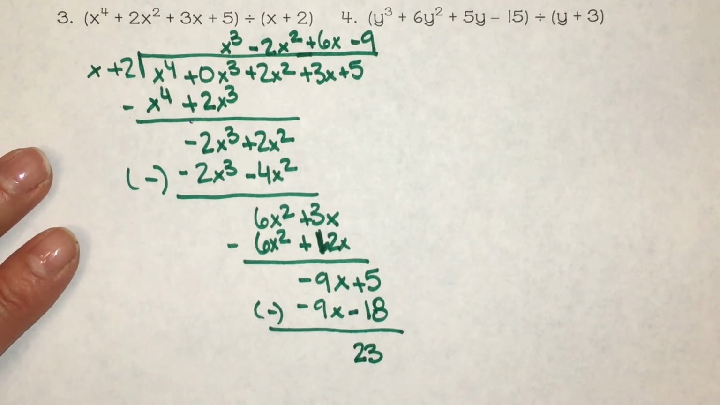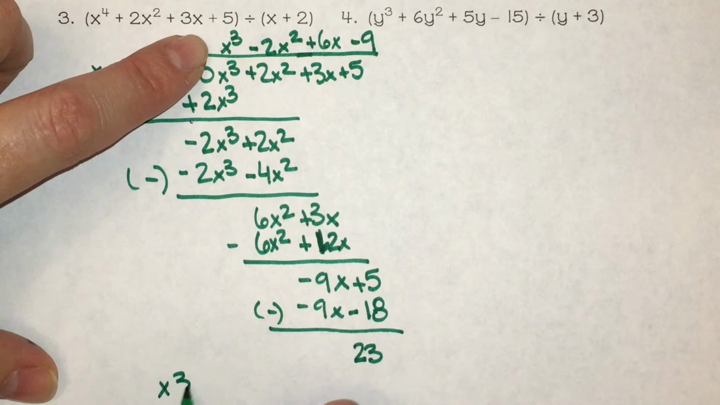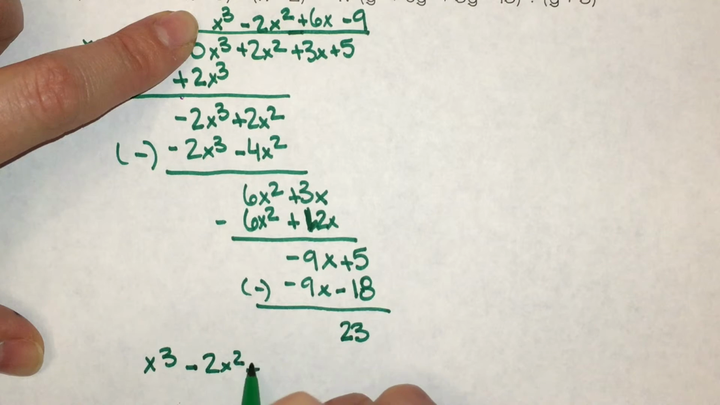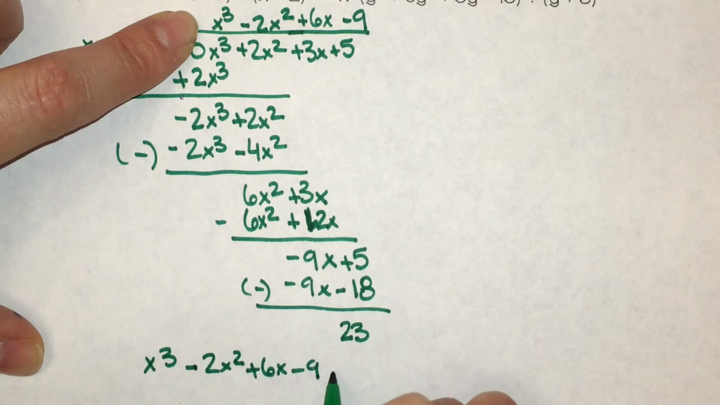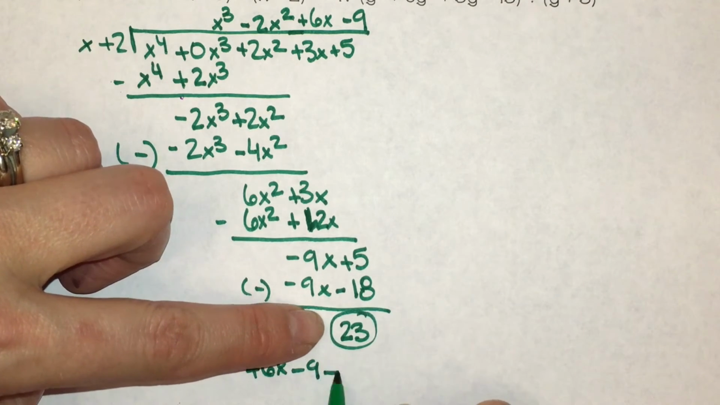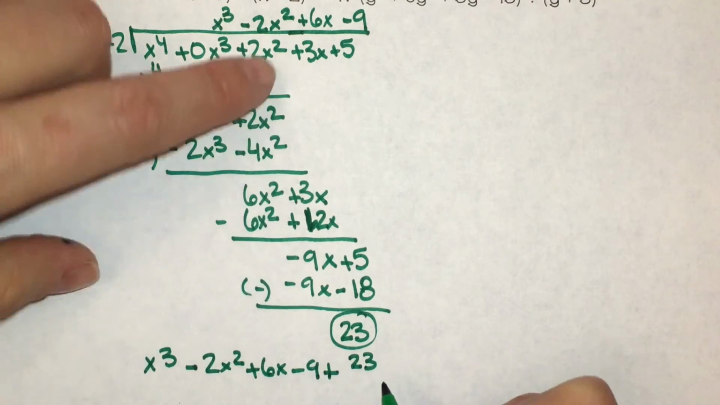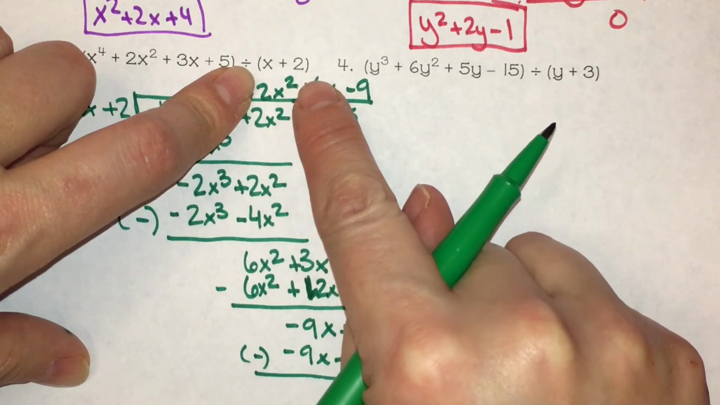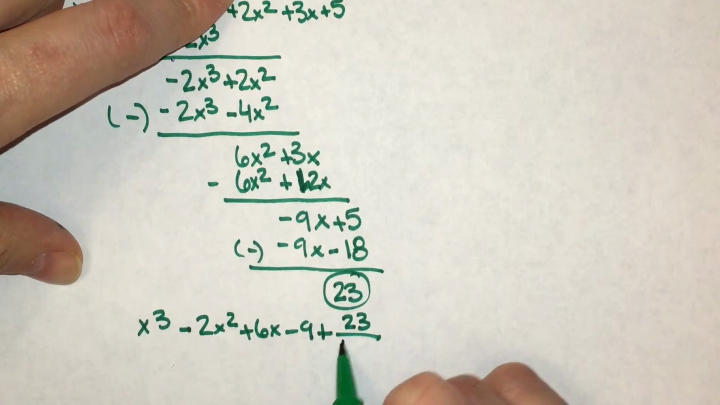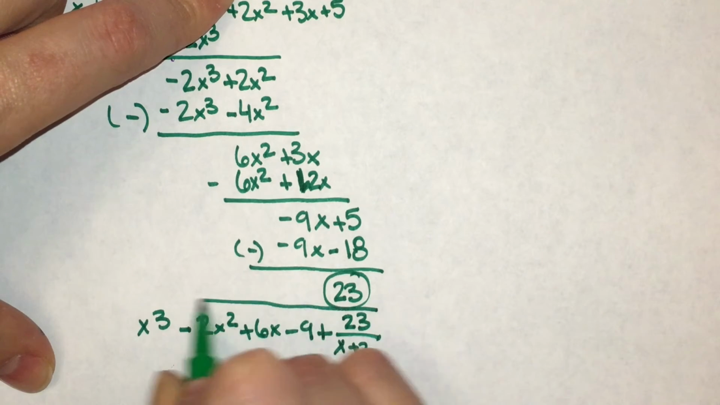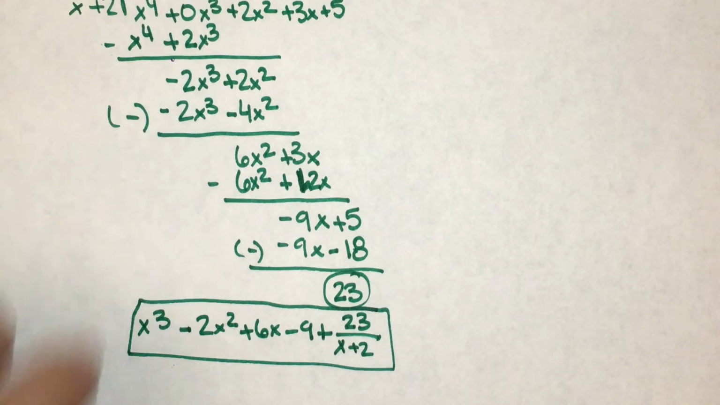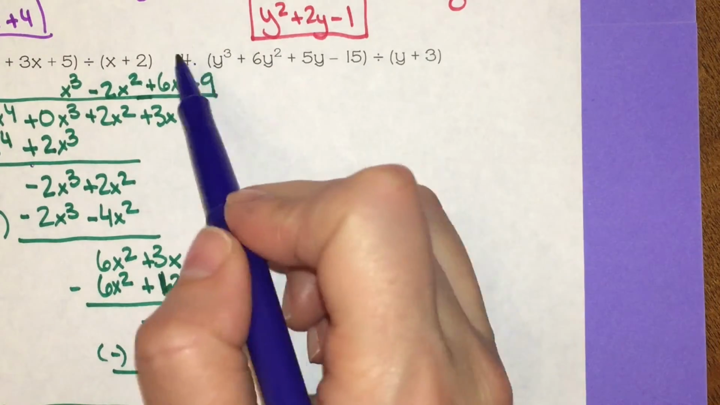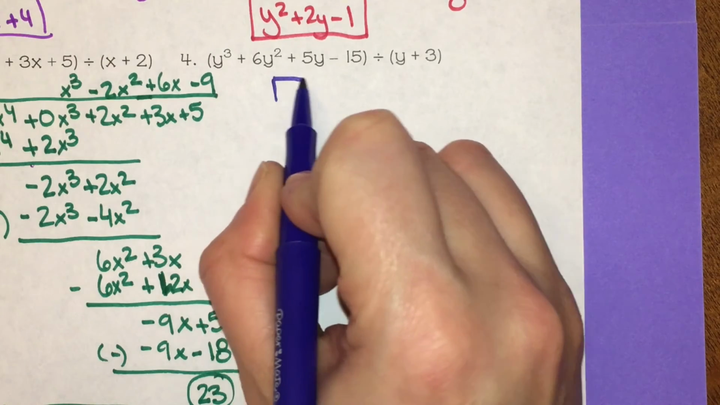So our answer, we have x cubed minus 2x squared plus 6x minus 9. Here's a remainder of 23, so plus 23 over, we divided by, up here, x plus 2. So 23 over x plus 2. This entire thing is our answer. All right, and the very last one. I kind of ran into that problem, but that's okay.